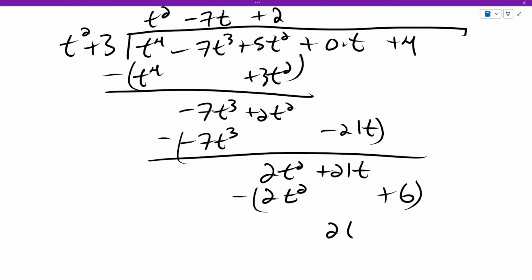And we're going to get 21t. And then 4 minus 6 is minus 2. Now the degree is less than the degree of t squared plus 3, so we're done.